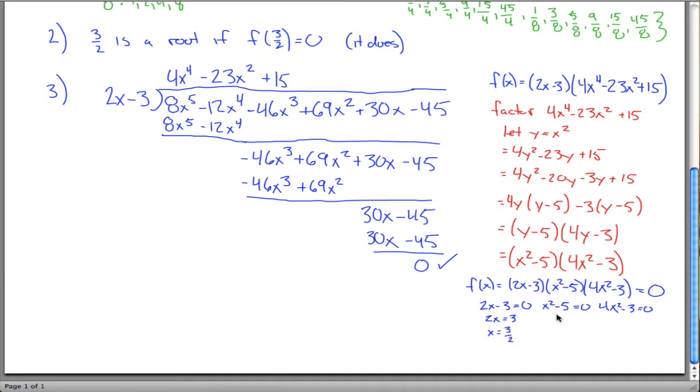I already had that one. X squared minus 5, I get x squared equals 5. So x equals plus or minus the square root of 5. And here I get 4x squared equals 3. So x squared equals 3/4. So x, short on room here, is plus or minus the square root of 3 divided by 2. Square root of 4 is 2. So those are my roots.